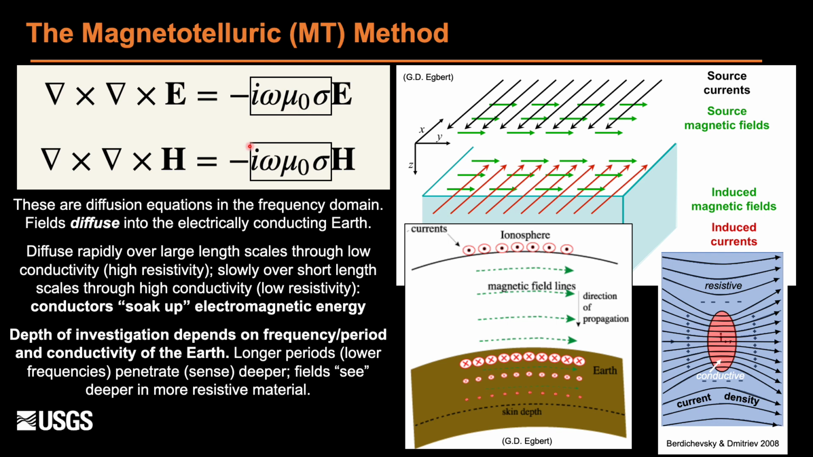Note that the term in the black box here includes sigma, the electrical conductivity of the Earth through which these fields are diffusing. For low conductivity Earth, or equivalently Earth that is highly resistive, the term in the black box will be small, which means that the fields will diffuse rapidly through the Earth over large length scales.